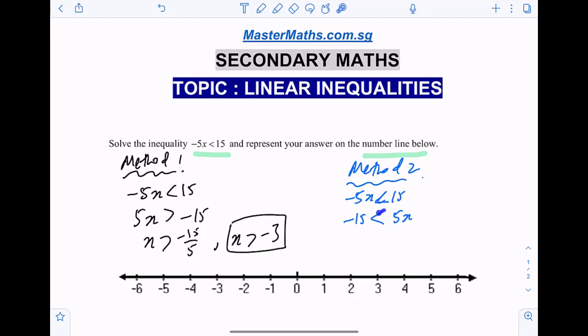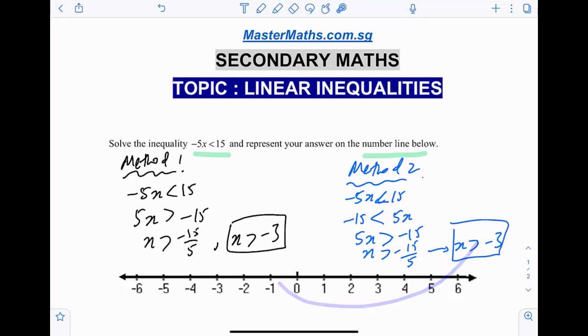Look at the mouth of the inequality, it is pointing towards 5x. So 5x, mouth is still pointing towards 5x, is more than negative 15. X is more than negative 15 over 5, which means x is more than negative 3. Okay, second method, both exactly the same answer.